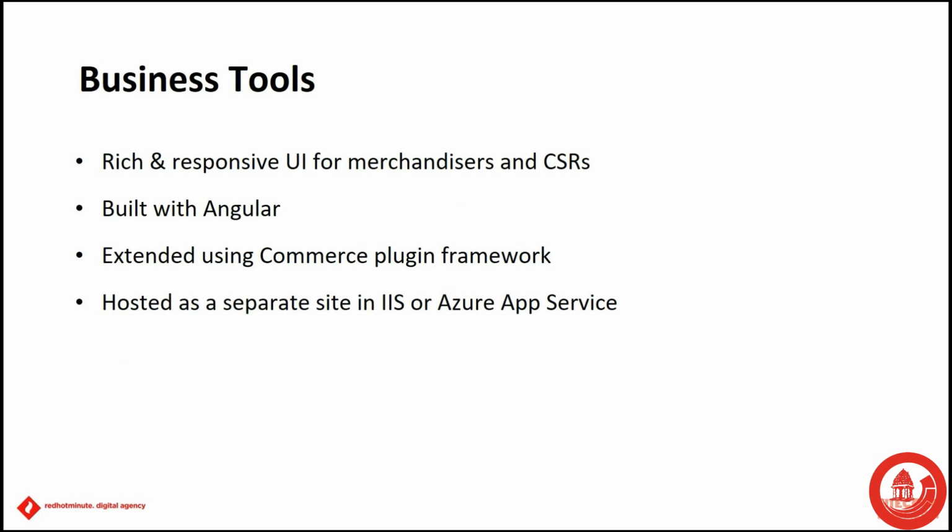Let's kick it off with business tools. Business tools in Commerce 9 are a bit different from Commerce 8.2, if anyone has worked on that. In Commerce 9, it's totally separate from the content management interface. It's a separate Angular app, which is basically Speak 3, and it has a very rich and responsive UI that allows merchandisers and customer service representatives to manage their catalogs, orders, and customers. You extend the business tools using the Sitecore Commerce plugin framework. The business tools itself is hosted as a separate site in IIS or as an Azure app service.